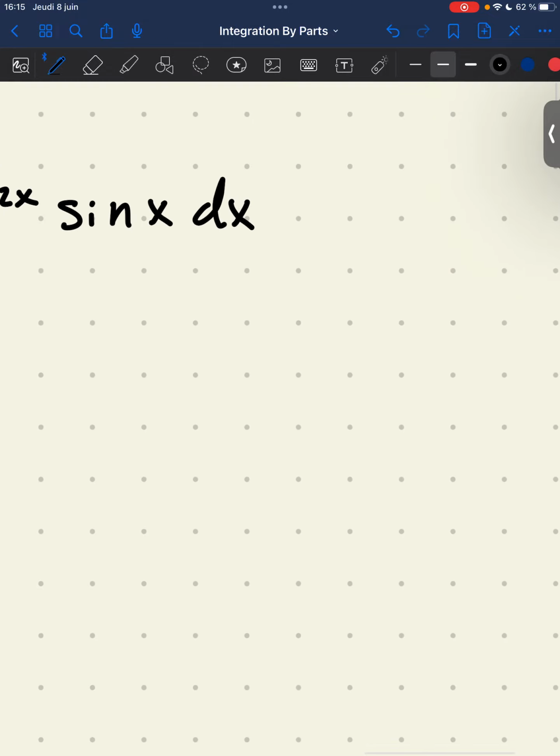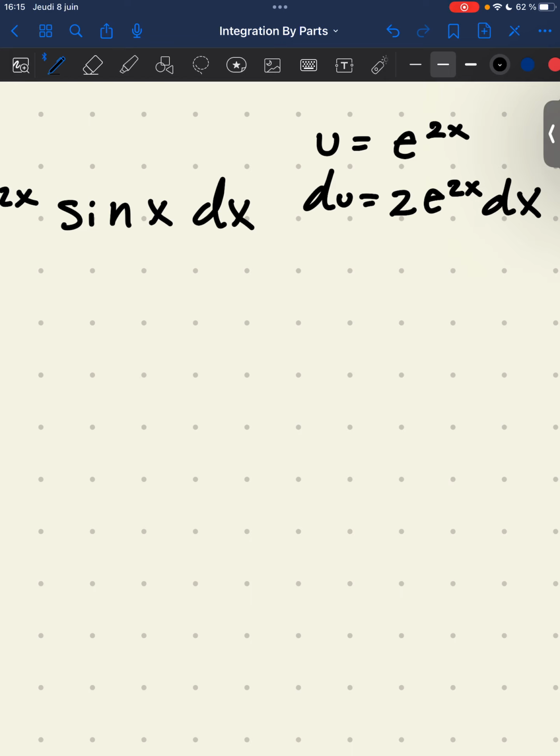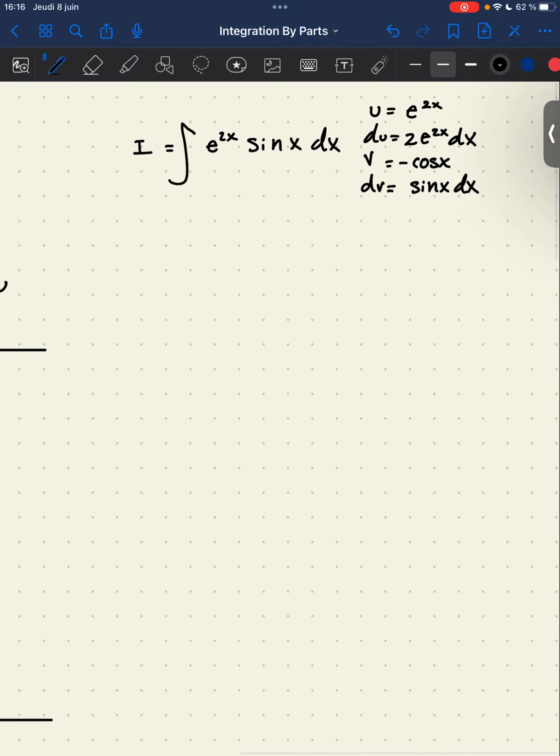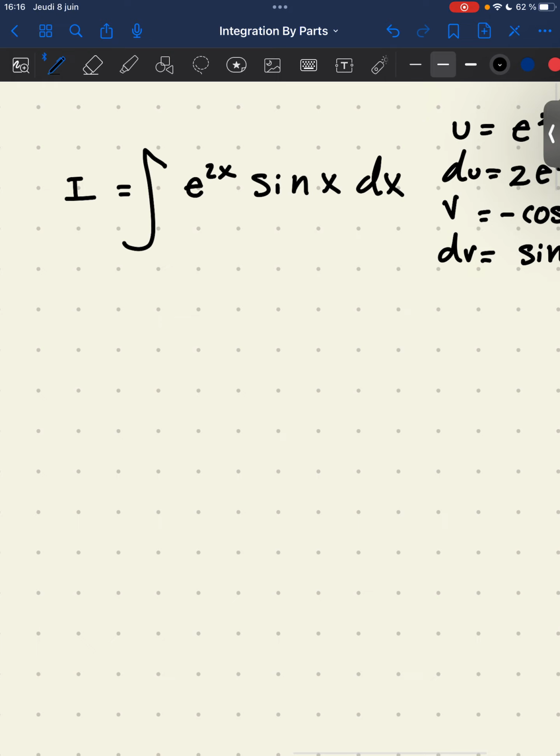So we let u equal e to the 2x. Now our du would be 2 e to 2x dx. Now our v will come from our dv, which is this right here. This is sine x dx. And the integral of this is negative cosine of x. Okay, now remember this function because it will appear again.